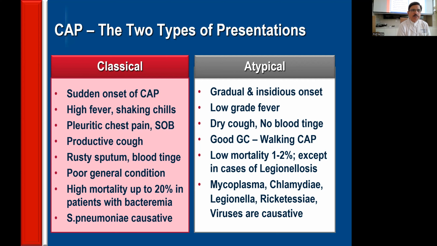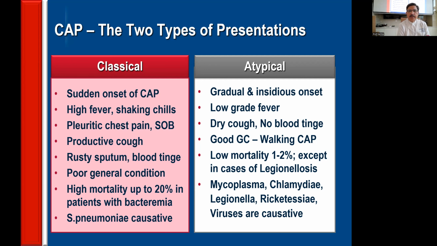Again, I am repeating, classical versus atypical presentation. Classical pneumonia: sudden onset, high fever, high when I say more than 102, 103 degrees, shaking chills, pleuritic chest pain, shortness of breath, cough, productive sputum, rusty sputum. Rusty sputum means brown colored sputum, like rust. And then maybe blood-tinted sputum. Poor general condition. High mortality up to 20% in patients with bacteremia, and S. pneumoniae is the common causative agent.